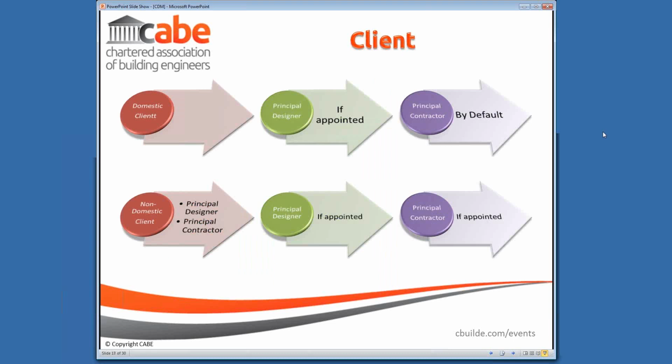Yes, they're coming in thick and fast, actually. Michael is asking, how does a domestic client know that the principal contractor is appropriate to undertake the function, and can the architect or agent be the principal designer?